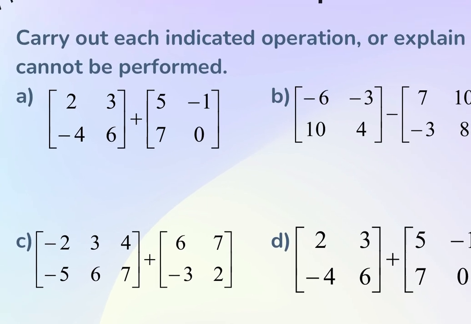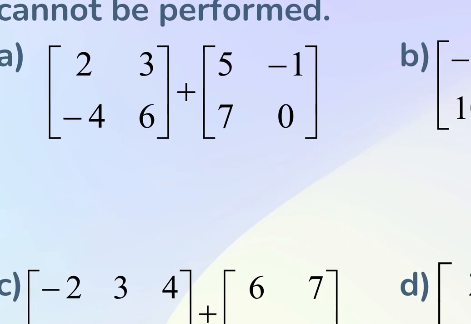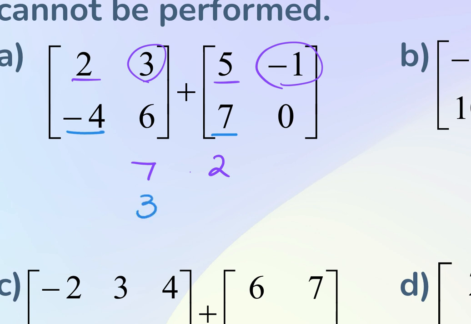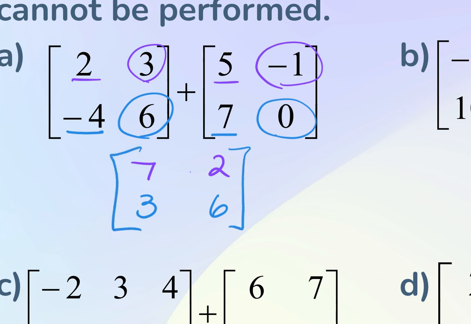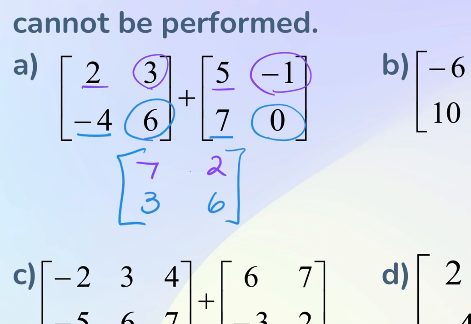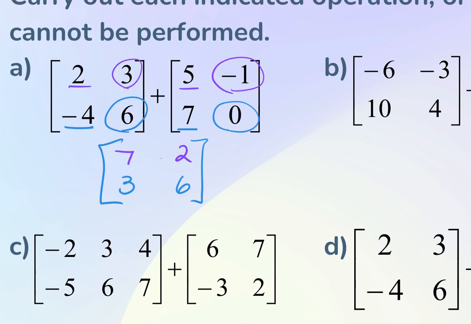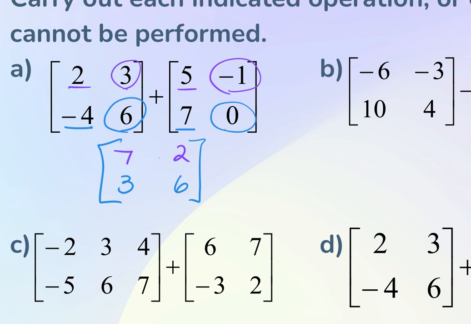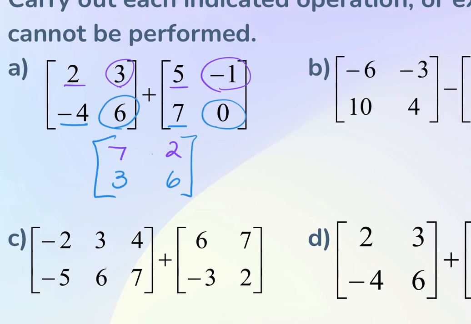So if I look at A, those are both 2 by 2s, which means it can be done. And I literally just add the cell for each one. So 2 plus 5 is 7. 3 plus -1 is 2. -4 plus 3 is, or sorry, -4 plus 7 is 3. And 6 plus 0 is 6. And then I put it back in my brackets to show that it's a matrix. Easy stuff, right? This is when your brain gets a break a little bit.